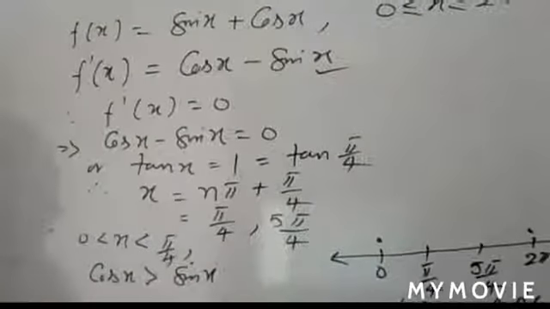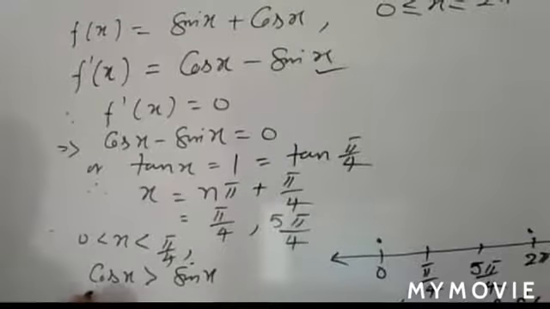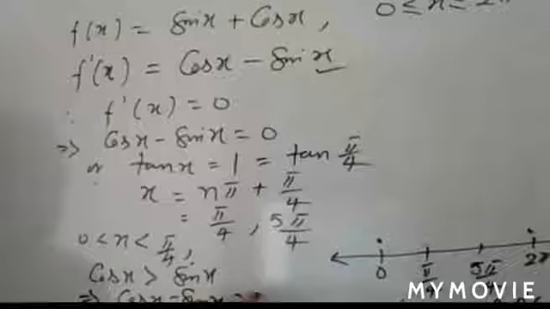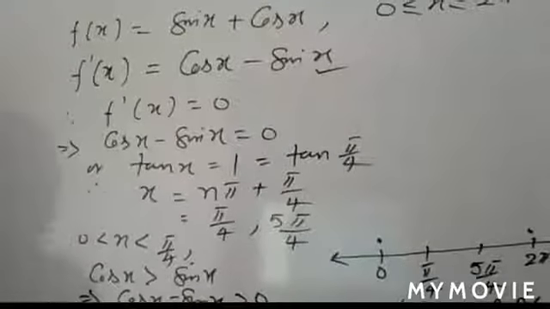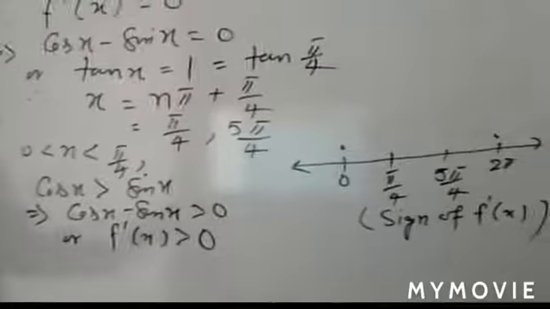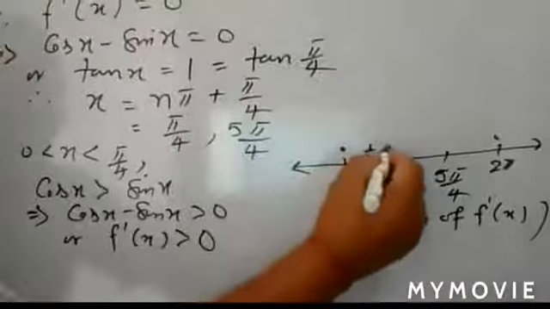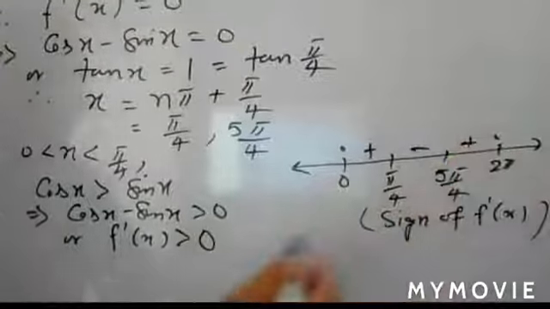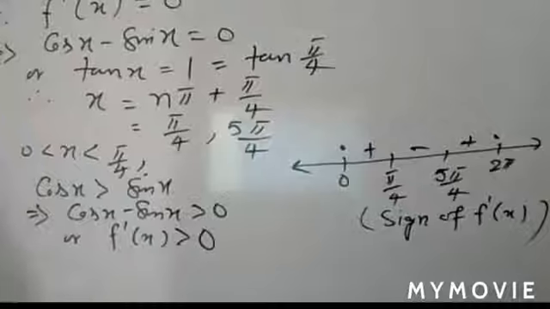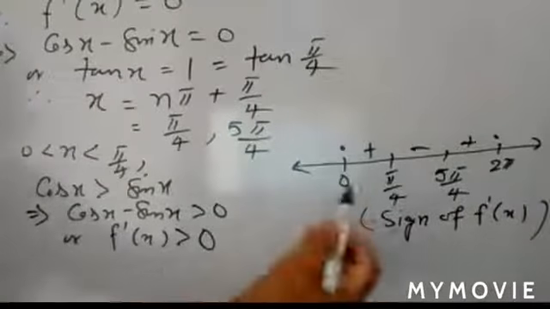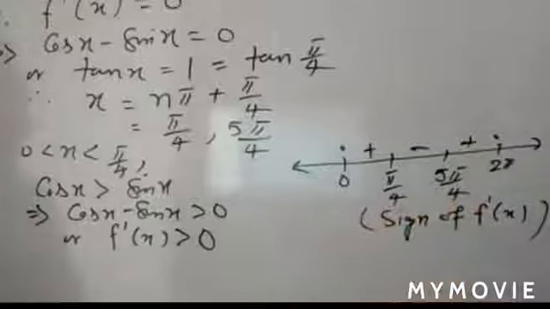Now, the value of cos x is greater than sin x, and this implies cos x minus sin x is greater than 0, or f dash x is greater than 0. Understand? So here you see that the sign in 0 to pi by 4 is positive. Now alternately change its sign. Here you write negative, and that will be your positive value. So here you check it, that is positive, and alternately here you change your sign.